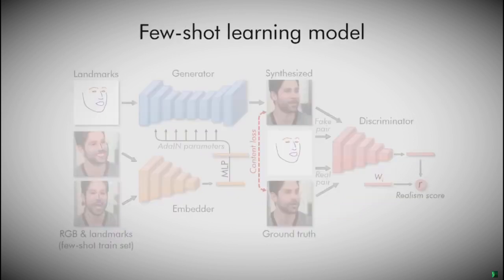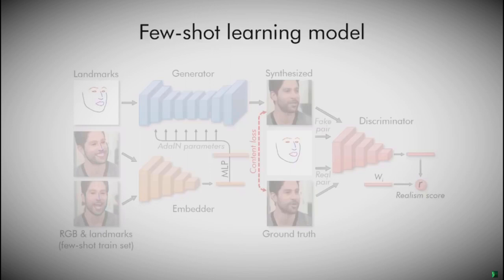After meta-learning, we're able to fine-tune the generator and the discriminator for a new person. The generator and the discriminator networks have tens of millions of parameters. Still, such fine-tuning is possible on just a few images, thanks to the good initialization provided by the meta-learning stage.